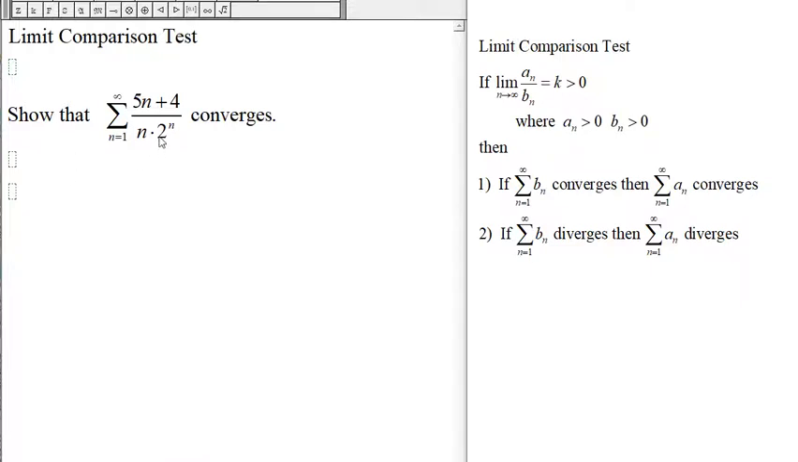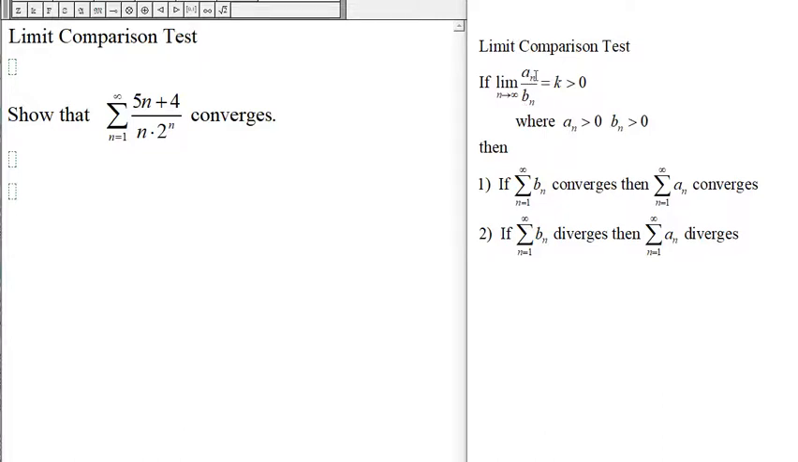Here we have the infinite series of (5n + 4) divided by n times 2 to the n, and we want to use the limit comparison test to show that this series converges. To use the limit comparison test, we call the given series a sub n. We need to come up with a b sub n, and then we have to show two things.